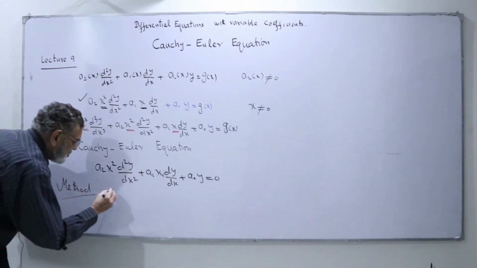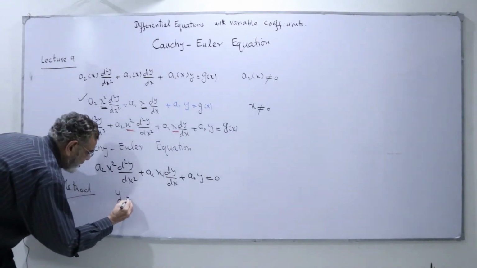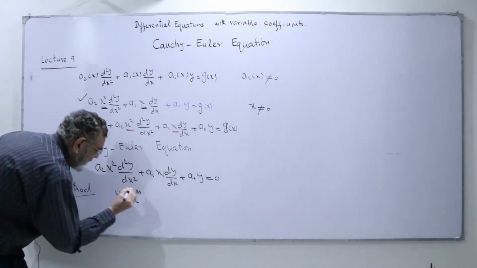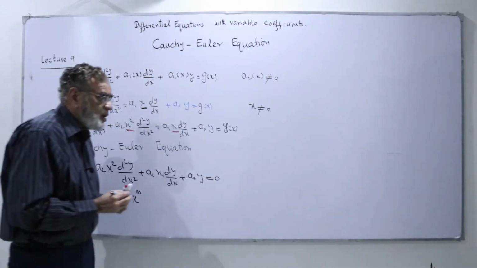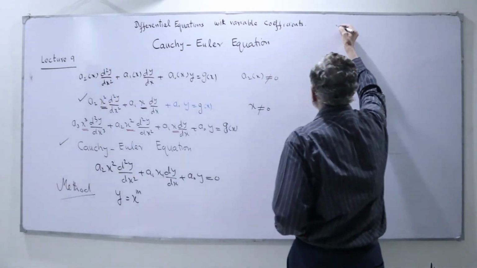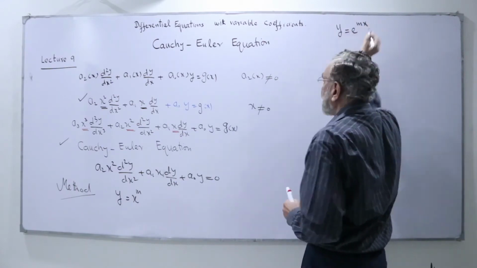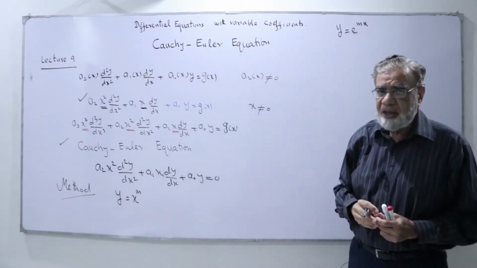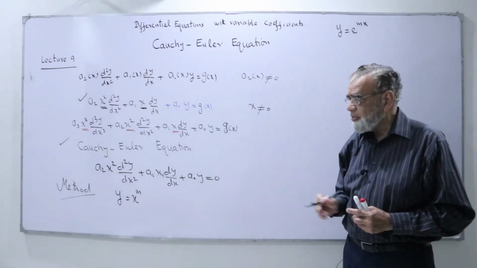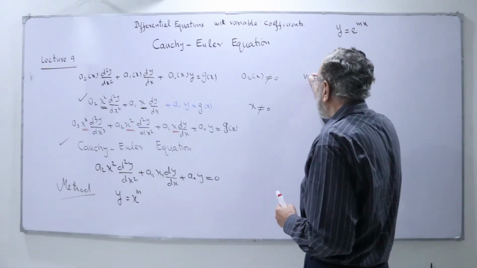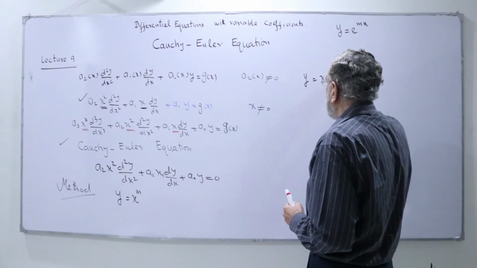What is the substitution? The substitution is y is equal to x to power m. As in constant coefficients, the substitution was y is equal to e to power mx. That was for the equations with constant coefficients. Here, with variable coefficients, we have the substitution y is equal to x to power m.